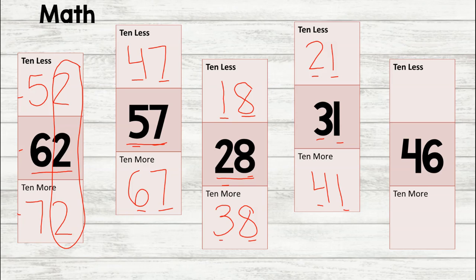Good. Let's do one more together and then you're going to do a page on your own. So find the number 46 in your number grid and we're going to go down in the column. So 10 more than 46 is 56. And now we're going to go up and we're going to find 10 less, and that is 36. Now check yourself. 6, 6, 6, 3, 4, 5.